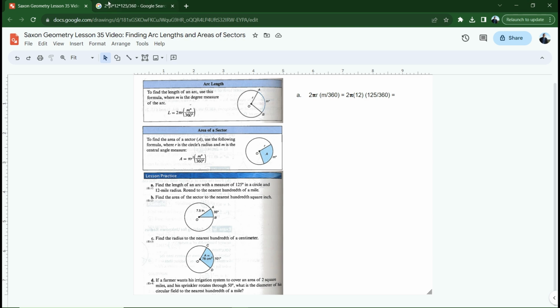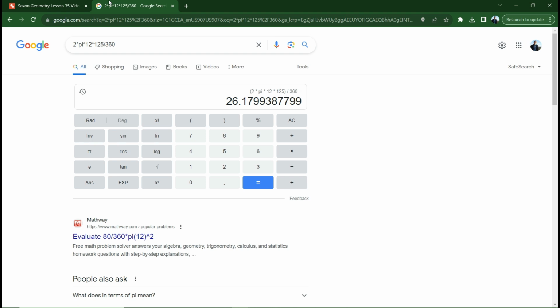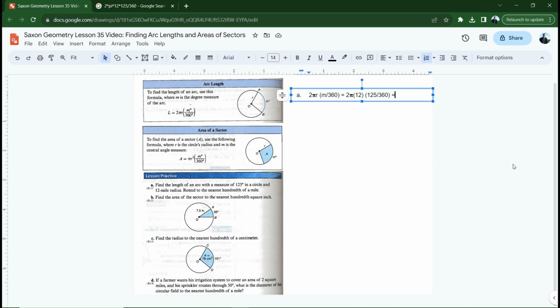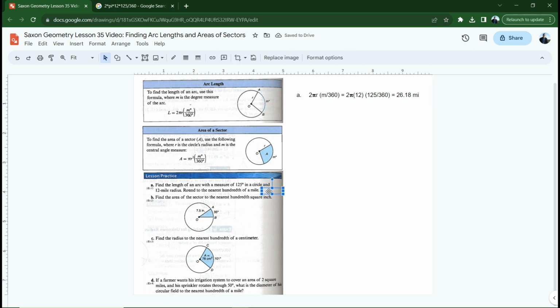I'm just going to go ahead and punch all of these into a calculator. I get 26, and it's asking me to round to the hundredths place, so I'm going to have to record 0.18. I have to round that digit up. So this is going to be 26.18, and then to the nearest hundredth of a mile. So I know it's in miles. Let's just check my answer. Bam, there we go.